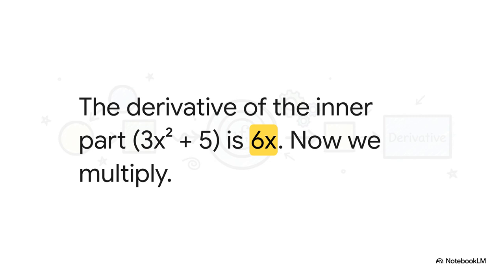And finally, step 3. Now it's time to deal with that inner part we've been ignoring. So the derivative of 3x squared is 6x, right?